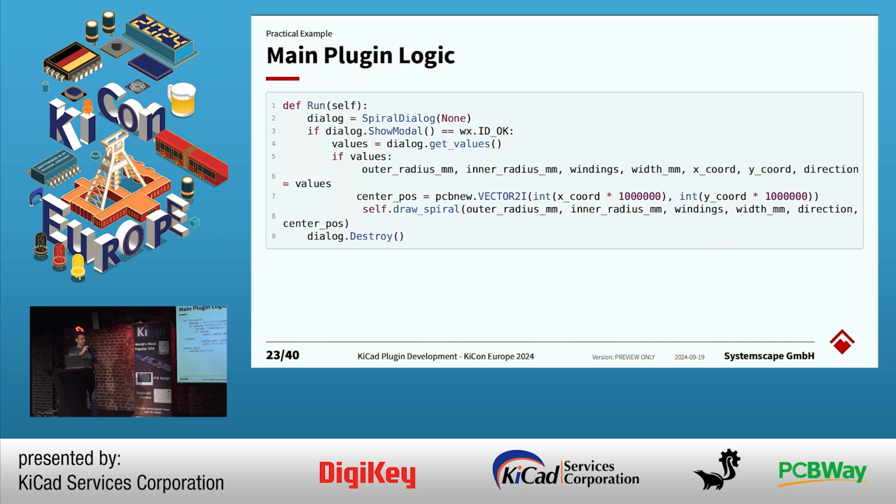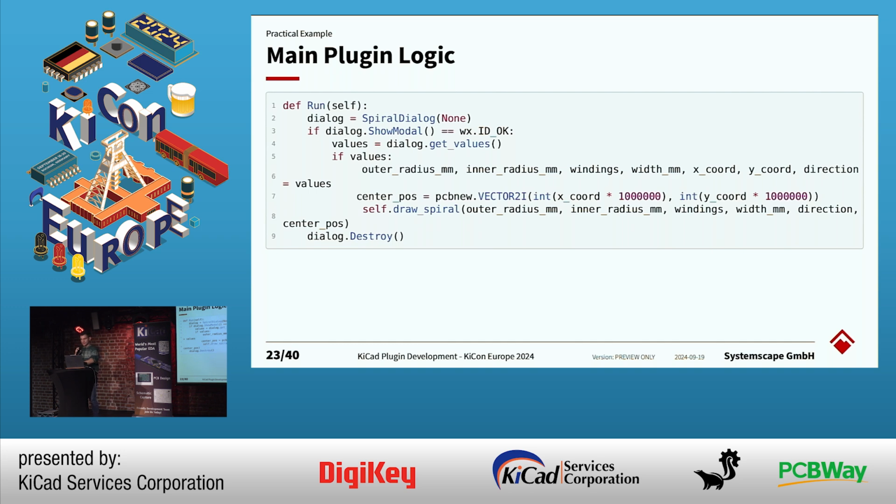Okay, so there's our run function, and then we say values is dialog.getValues, and then we assign them to variables again so we can use them. One interesting thing we see here is I create a Vector2I for the x and y coordinates where we want to start our spiral. You see this times 1 million. This is because KiCad uses nanometers internally. But there's also a Vector2I underscore millimeter function if you want to use that one.